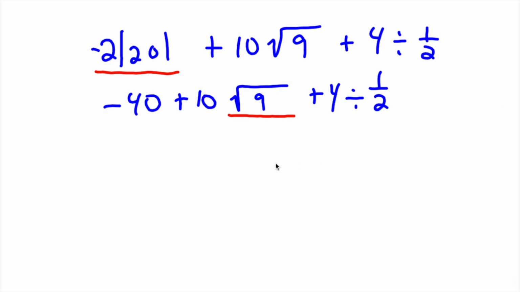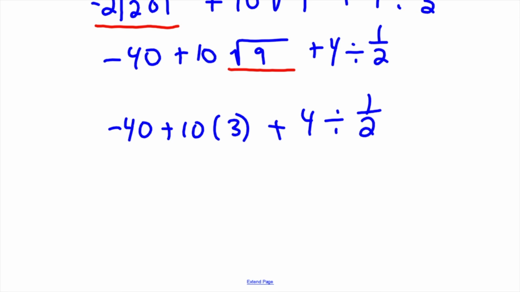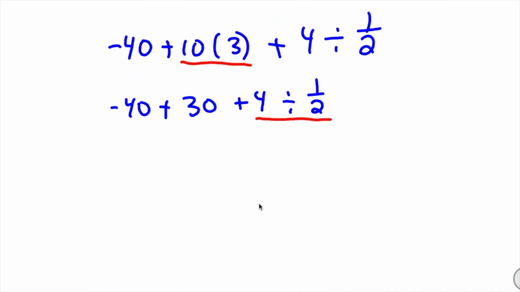Remember, square roots are done the same time as exponents. Exponents have to be done before dividing. So negative 40 plus 10 square root of 9 is 3 plus 4 divided by 1/2. Now we will do our multiplication and division left to right, however they appear. So again, negative 40 is just being carried down, plus 10 times 3 is 30. And you can do both of these at the same time if you want to. Like I said, I'm just doing one thing at a time so you can see exactly what's happening here.